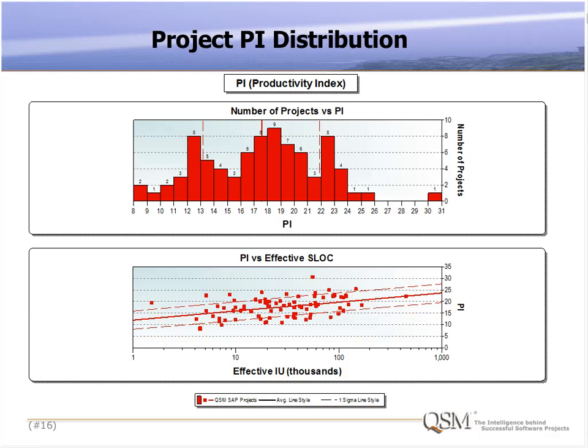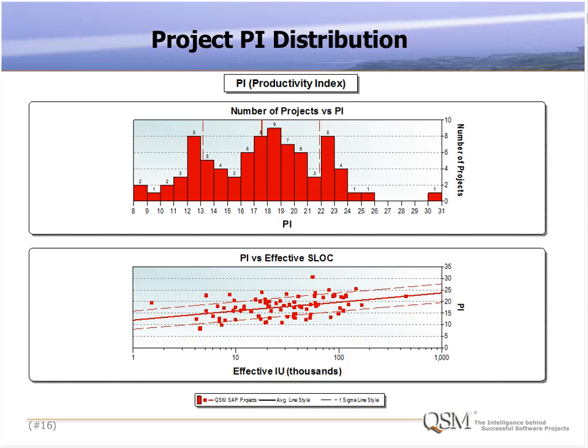Productivity index is a measure of efficiency. If you're using SLIM, every one of your projects or every one of your releases will have a productivity index associated with it. It's a macro measure. It takes into account the environment that you're working in, experience level of the people, complexity of the project that you're working in, things like that. The higher the measure, the better.